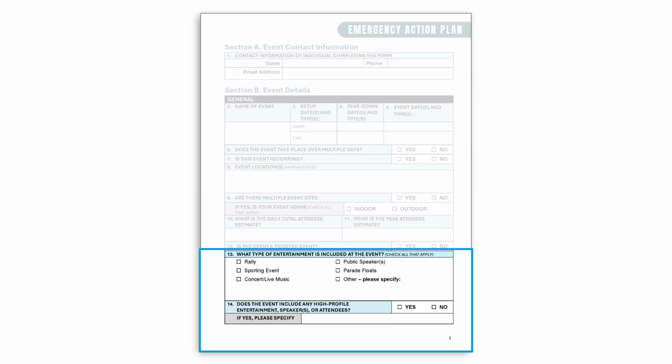Question 13. What type of entertainment does your event have? Different entertainment types carry different risks. A DJ dance party needs different prep than a yoga festival. Question 14. Will there be high-profile entertainment or attendees? If yes, you may need to coordinate additional security for dignitaries or manage crowd surge and fanatic behavior.